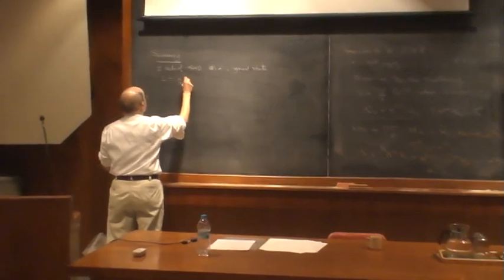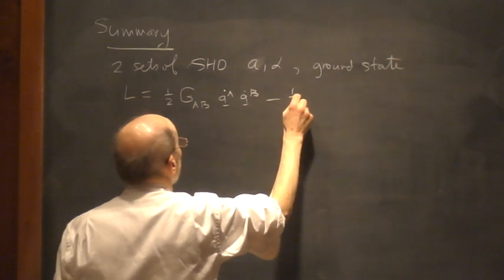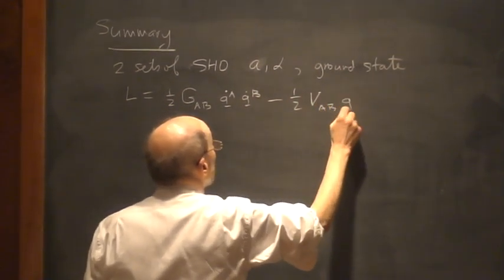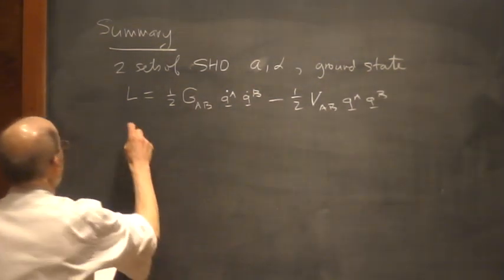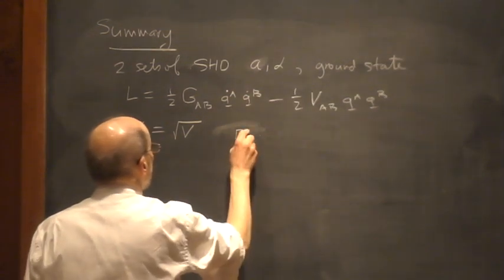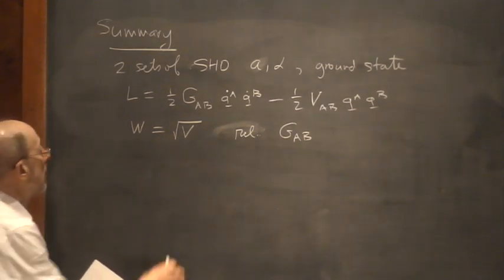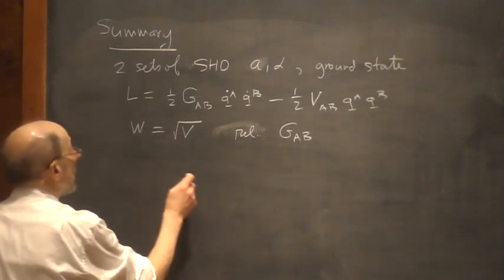We have two sets of oscillators, simple harmonic oscillators, which we've labeled by A and alpha, in the ground state. The Lagrangian for that is written as 1/2 G_AB Q dot A Q dot B minus 1/2 V_AB Q^A Q^B. W is defined as the square root of V relative to G_AB. So in particular, if you choose a basis in which G is just the identity matrix, then you're just taking the square root in the ordinary matrix sense. It's a positive square root.